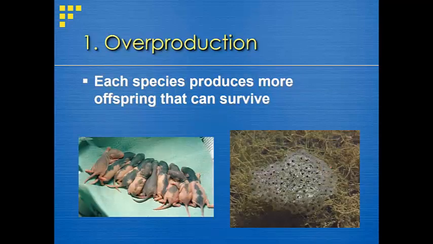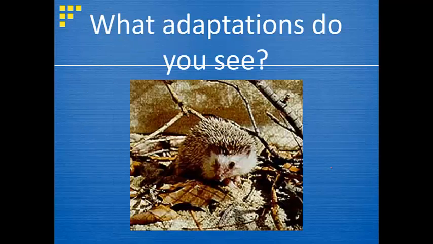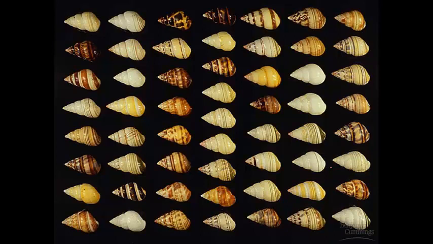Overproduction: each species produces more offspring than can survive. Variations: each individual has a unique combination of inherited traits. Adaptation: inherited traits that increase an organism's chances of survival. So now they are different like this. They all have different characteristics. Each one of them can exist in a different place and survive in a different environment or habitat. The other ones can be eaten by predators because they are very easy to recognize in nature. And the other ones fit with the environment, so they can survive.